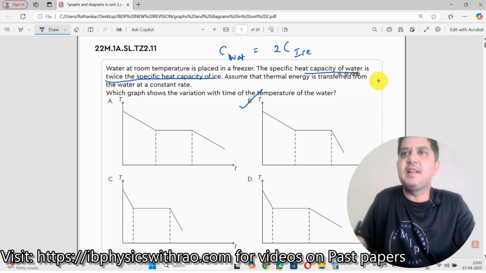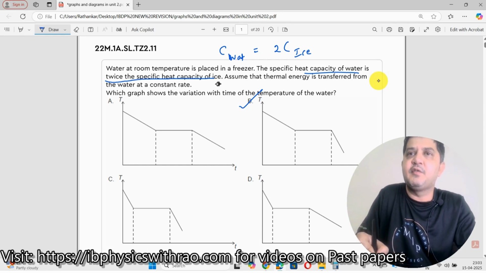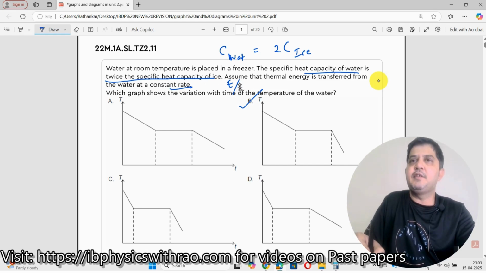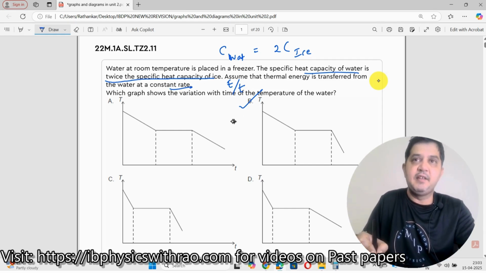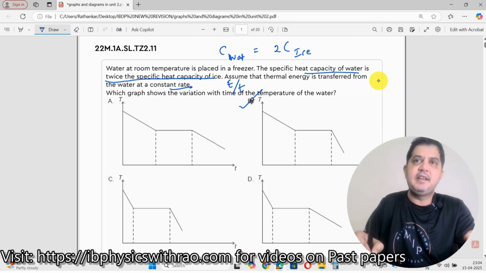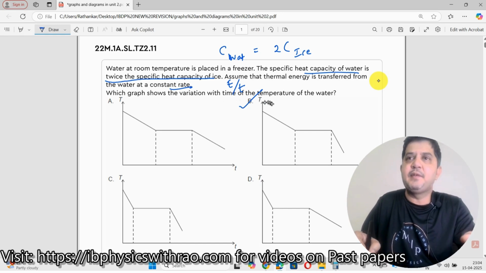And assume the thermal energy is transferred from the water at a constant rate. What do you mean by it? Thermal energy is transferred at a constant rate. Whenever in the question there is a rate, in the denominator you will have a T, so E by T. You would have studied rate of change of displacement: change of displacement is S, so S divided by T is velocity, right? In a similar way, whichever equation you take, if there is a rate, then definitely it will be divided by time. Which graph shows a variation with time of the temperature of the water?